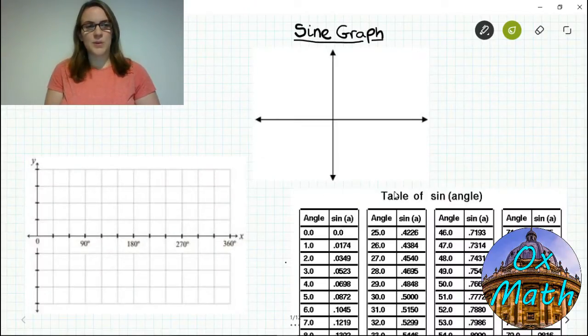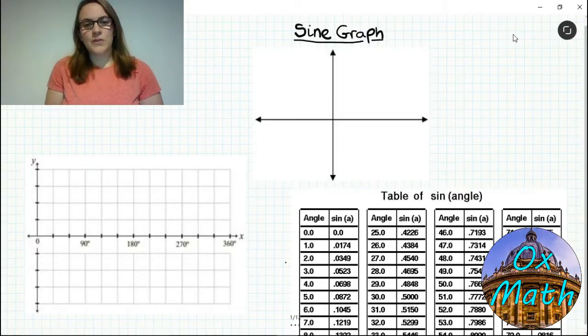Video, I'm going to be talking about the sine, cosine and tangent graphs. We will have a look at where they come from and the key points on those graphs, and then we will look at how they can actually be used to find other angles. But for now, let's start with the sine graph.